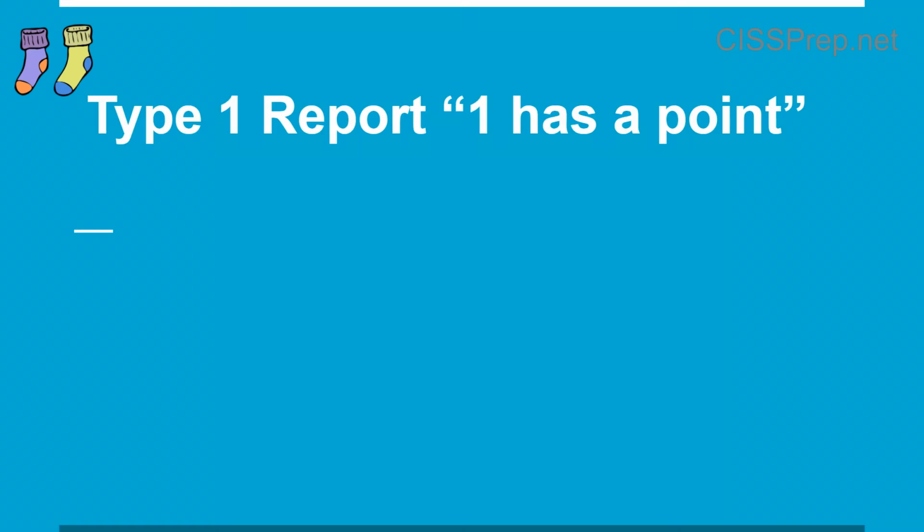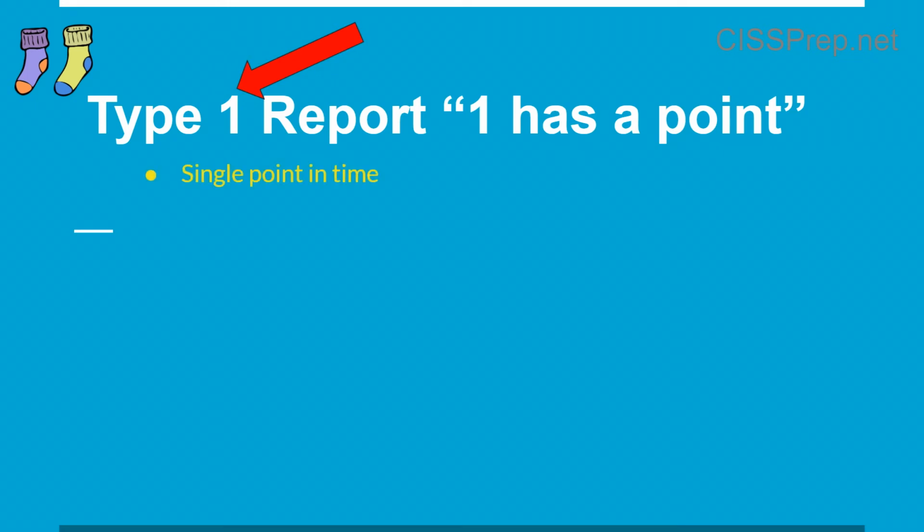Now let's get into the report types. So as you can see, we have a different image up here. It's a different SOC type. So you have SOC types, and then you have the report types. So a type 1 report has a point. Think of the number 1 and how it has a point at the top. This point refers to the fact that it reflects a point in time, not a period of time.